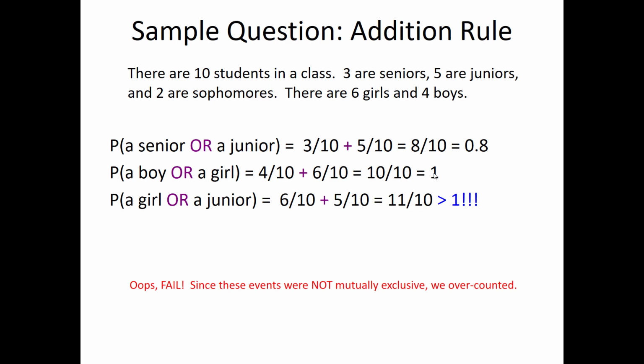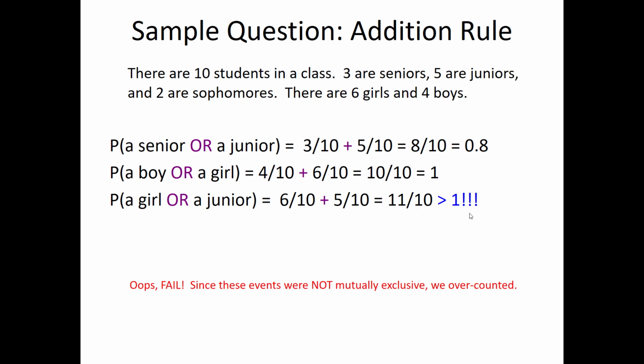Now, what's the probability of being a girl or a junior? Well, the probability of being a girl is 6 out of 10, since there are 6 girls out of 10 students. And the probability of being a junior is 5 out of 10. We saw that earlier. And so if we add those together, we get 11 out of 10, which is a problem because 11 out of 10 is greater than 1. There's no way you can have a probability greater than 1.